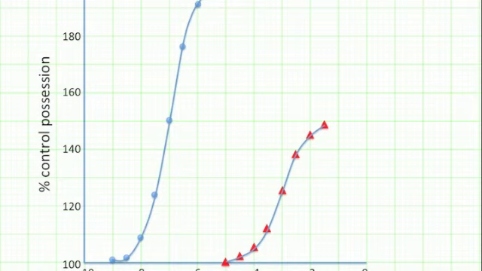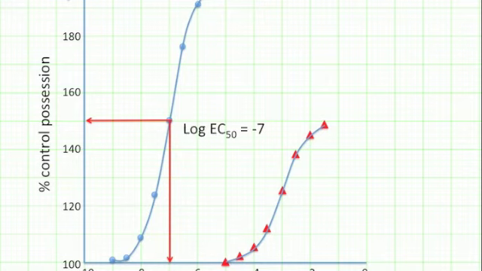EC50 is defined as the concentration of drug which gives us 50% of maximum effect. Now we're going on a scale from 100 to 200% here, so 50% of maximum effect is at 150% of control possession. So we draw a line across at 150% and then we drop down onto the x-axis. And that will give us the log EC50 value. And for nicotine, that's around about -7. So nicotine has a maximum effect of 200% and a log EC50 value of -7.